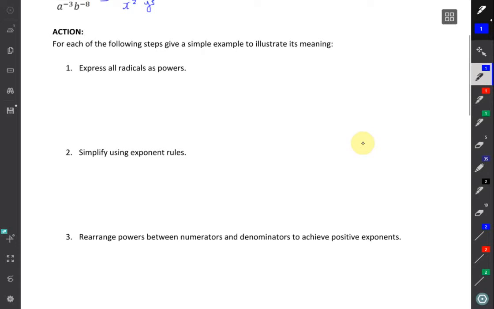So the first step is to express all radicals as powers. So I'm going to put a radical in here. Let's say the cube root of x to the 4. If I want to express that radical as a power, remember the rule, what we do with the root and what we do with the exponent in terms of the fractional exponent of the power. So this would be x to the, exponent goes in the numerator. So we would have a 4 in the numerator, and the root goes in the denominator.